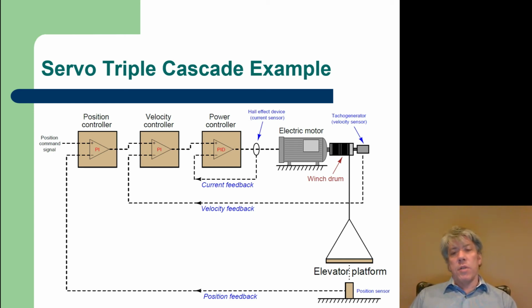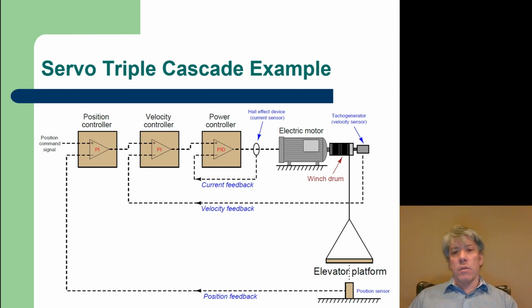By turning it into a cascade system, we get rid of that runaway characteristic, because we've got a velocity controller requesting a certain amount of current from the power controller in order to generate a particular velocity as measured by the tachometer. But then the position controller is cascaded into the velocity controller and requests a certain velocity in order to achieve a particular position of the elevator from the position sensor there.